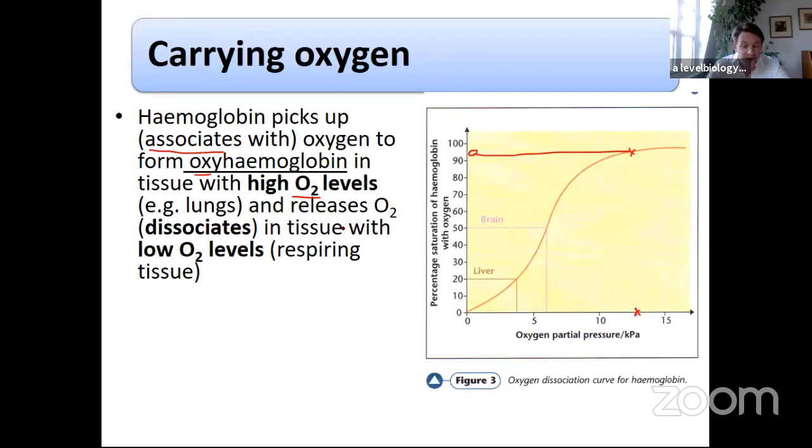And the oxygen dissociates from the hemoglobin in tissues which have a low partial pressure of oxygen because they're respiring. Now, the degree to which the oxygen comes off the hemoglobin is affected by the concentration of oxygen that's around it. So tissues that are respiring a little bit will have a partial pressure of, say, 7 kilopascals, whereas tissues which are respiring a lot might have partial pressures of around 4 kilopascals. Therefore, more oxygen comes off and dissociates and goes into tissues which are respiring more.